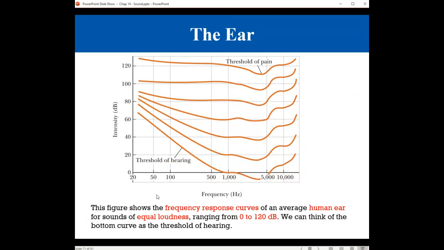This is a representation of the sound intensity as measured in decibels for various levels taken at 1000 hertz. Usually the comparison we do is between these intensities at 1000 hertz. So this shows the frequency response curve for an average human ear. Our ears will sense sounds, but our ability to distinguish sound depends also on the frequency of the sound.